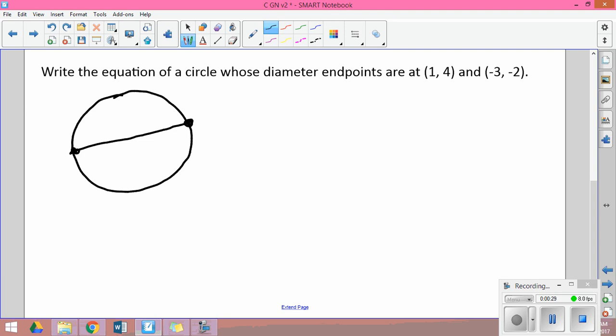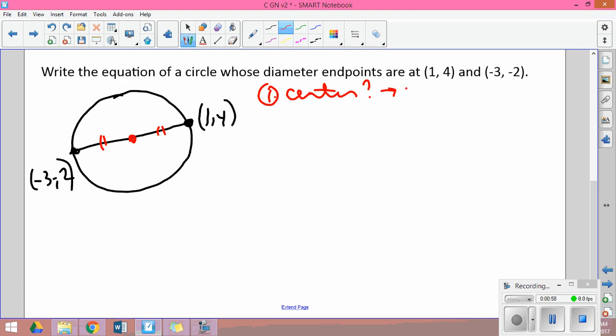I don't have to worry about being correct on a coordinate system. You can, but really I just visually want to see that I have something like this. So that tells my brain I need a center. Well, the center would be right here. The center is the midpoint of that diameter, so I'm going to use the midpoint formula.